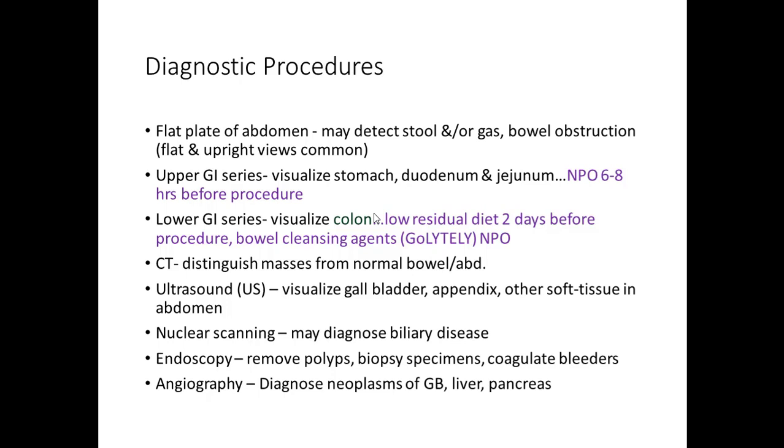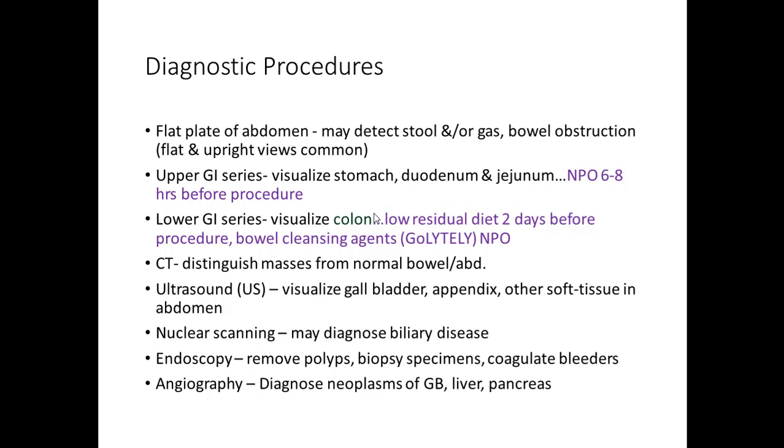Then there's an upper GI series where they will go down with a camera so they can see the stomach, the duodenum, and the jejunum. This is when these guys are NPO 6 to 8 hours before the procedure, and they're just looking to see if they can actually visualize anything, any issues in the upper GI portion.